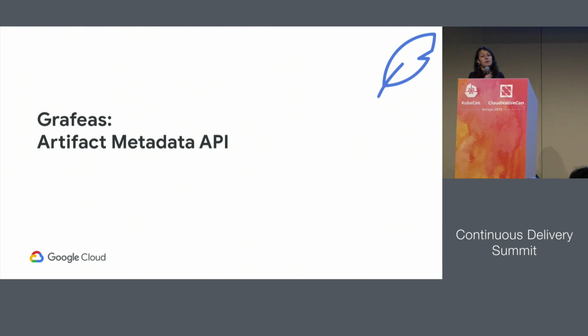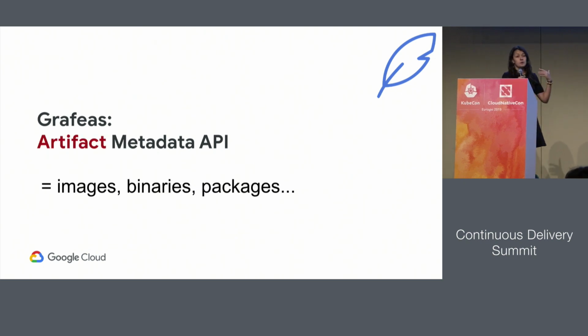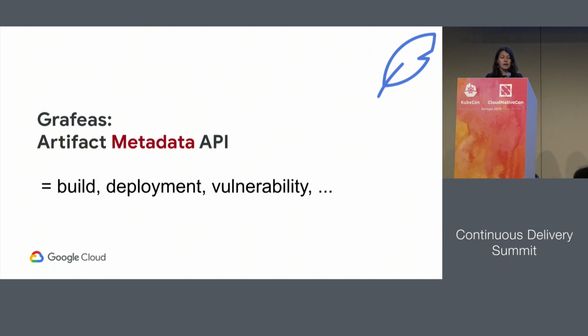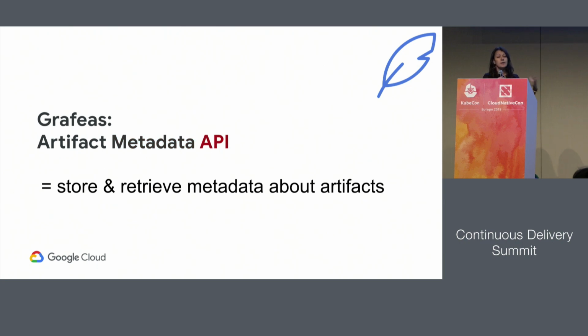And so now let's talk about Kritis a little bit in more detail. So I'll be referring to it as Artifact Metadata API. So let's unpack that a bit. So Artifact refers to images, binaries, packages. Metadata describes build, deployment, vulnerability, licenses, any of the type of metadata you might care about in your artifacts. And then API is storing and retrieving metadata about those artifacts.